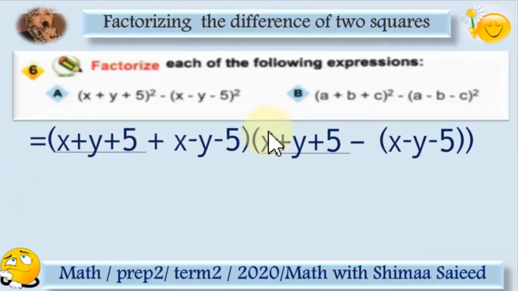Now factorize each of the following expressions. The first expression, x plus y plus 5 all power 2, minus x minus y minus 5 all power 2. How can we factorize it? Here we have the first term, x plus y plus 5. So we can multiply x plus y plus 5 by x plus y plus 5, with both positive sign and negative sign. And write the second term, which is x minus y minus 5. Write it here in the first brackets and write it here in the second brackets. Don't forget to multiply it with negative sign.